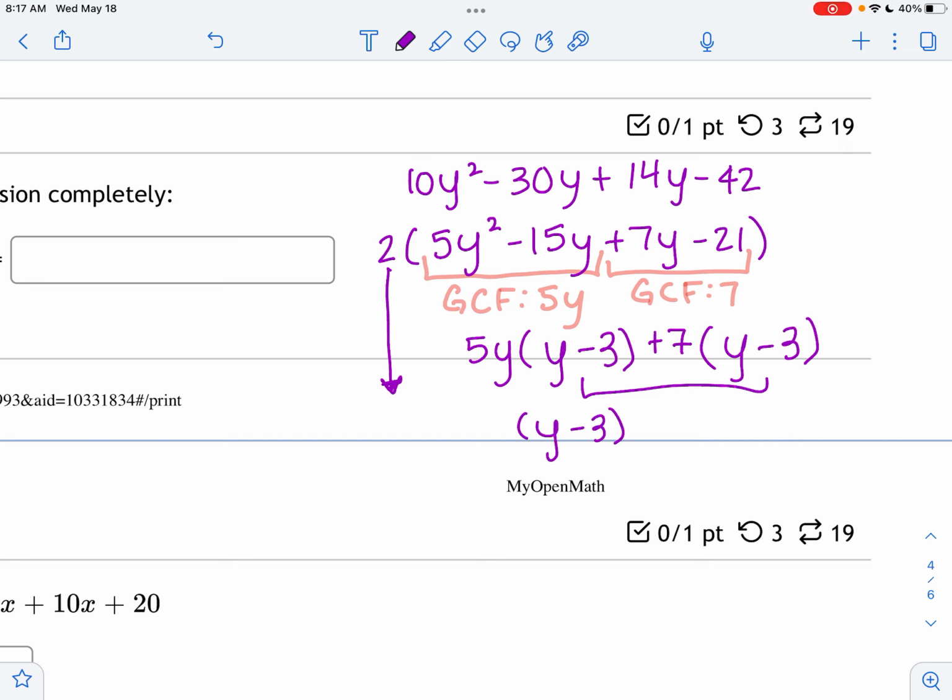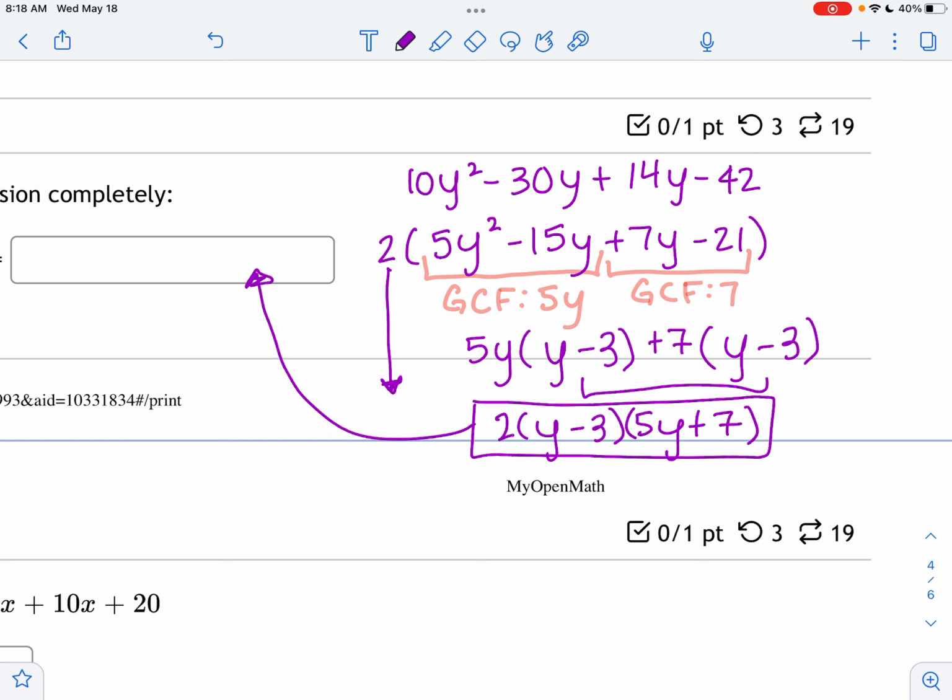And then my leftover GCF pieces, which is 5y and 7, go in another parenthesis. The very last step, don't forget this 2 that you were bringing down to remind yourself, that goes at the very front, and that is the answer that you're going to put in here.